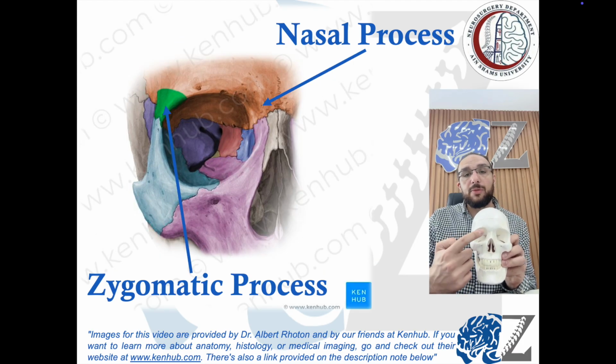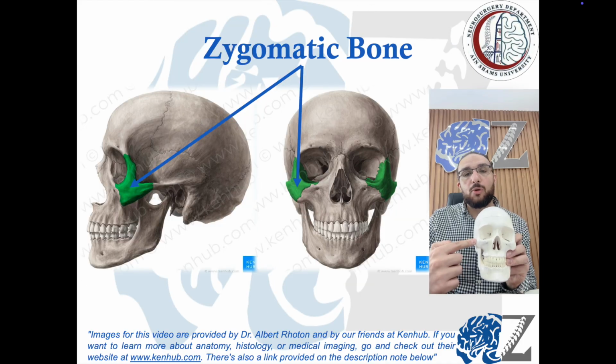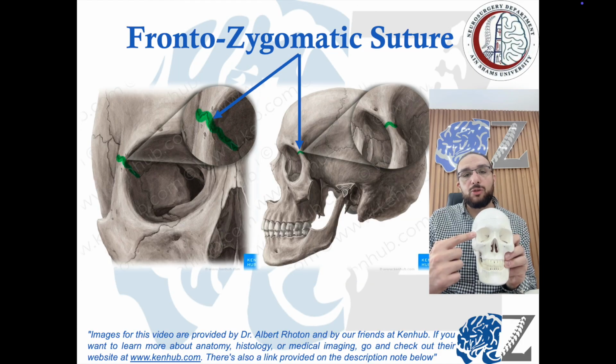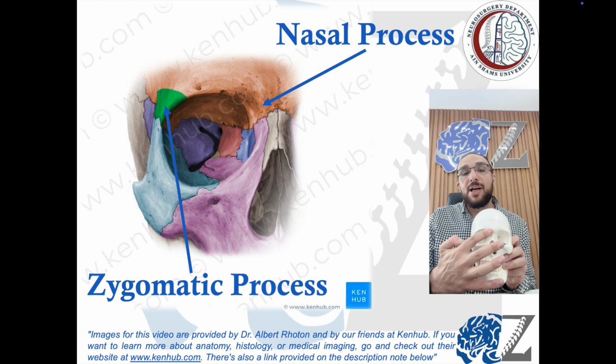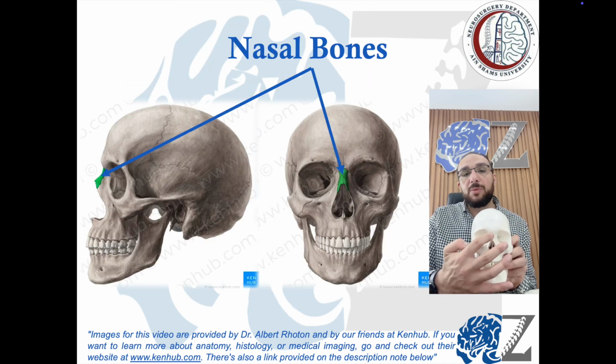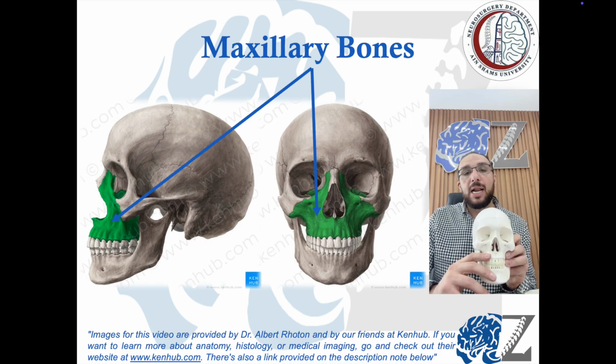Down here they curve around the orbit, forming two processes. Laterally, the zygomatic process of the frontal bone, which is going to fuse with the zygomatic bone, forming the frontozygomatic suture. And medially, we have the nasal process of the frontal bone, which fuses with the two nasal bones medially and with the maxillary bone laterally.